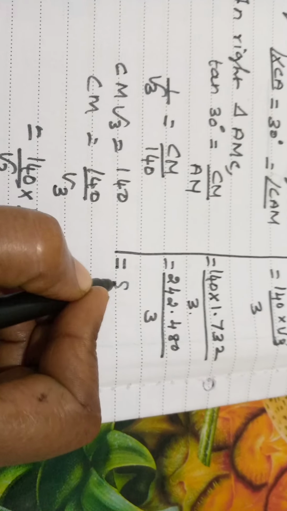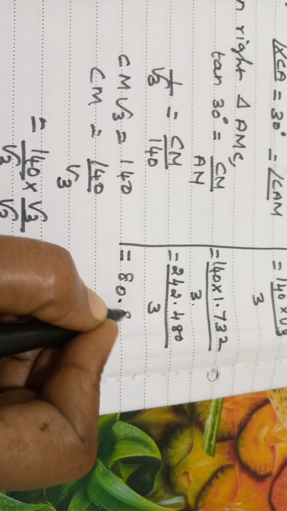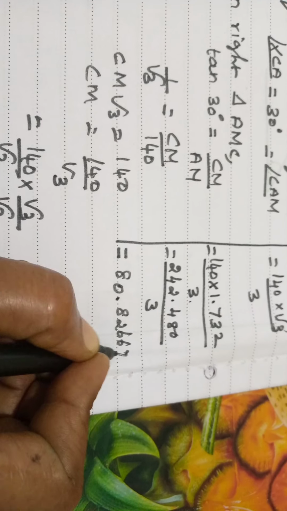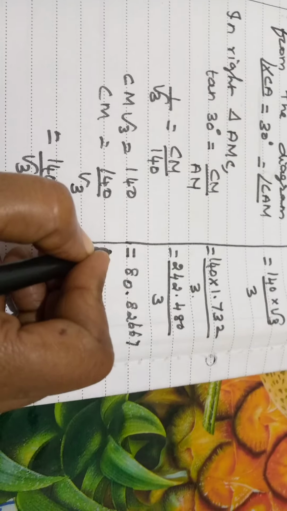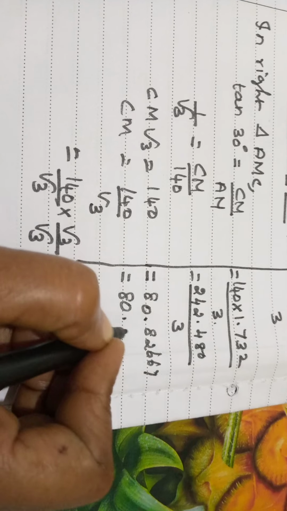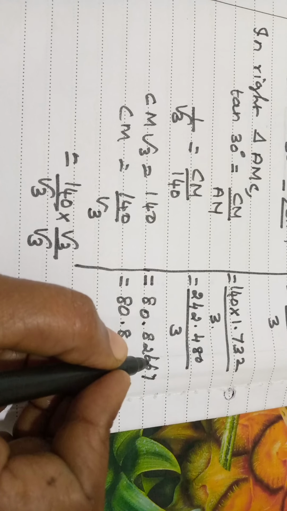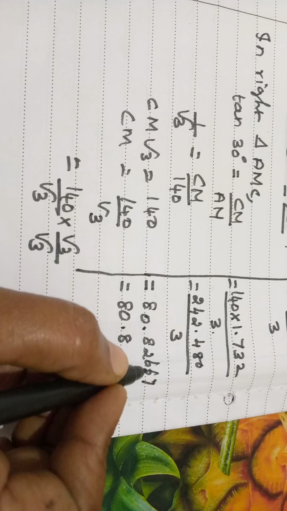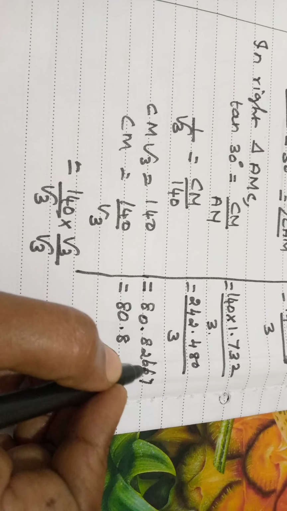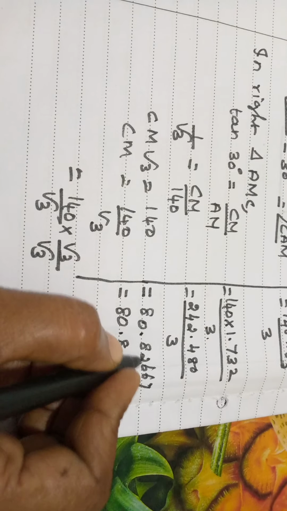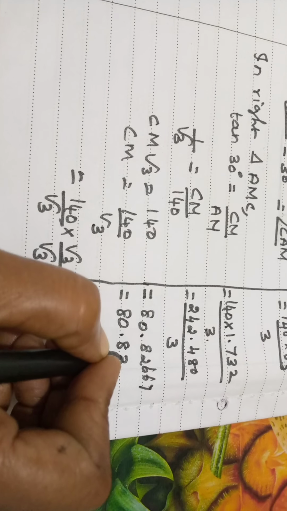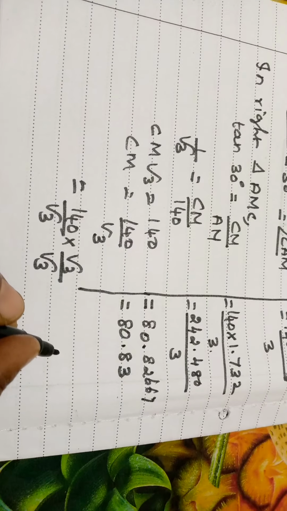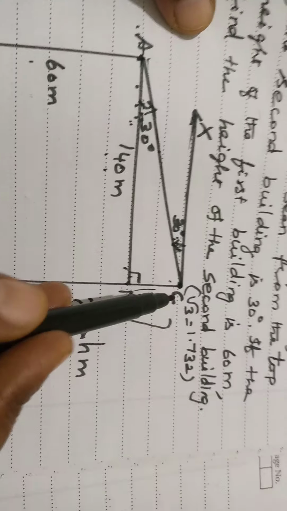We get 80.82667, which is equal to 80.8. The digit 2 is followed by numbers above 5, greater than 5, so 1 we can add to the previous digit. So 2 plus 1, 3. It can be written as 80.83. Now CM equal to 80.83. This CM is 80.83.